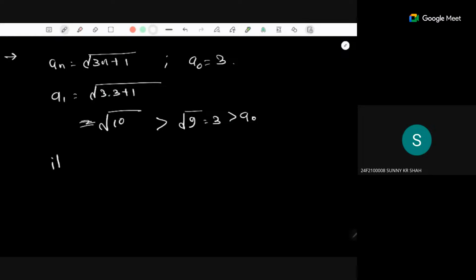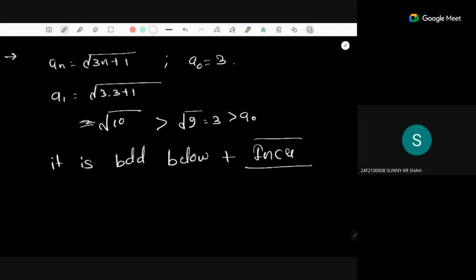So it is bounded below plus increasing. But when we have an increasing sequence, we need bounded above. But it is not bounded above. So here we actually cannot apply the monotone convergence theorem. So we need to find one more example.